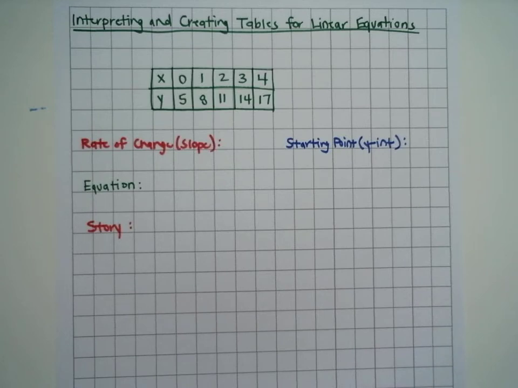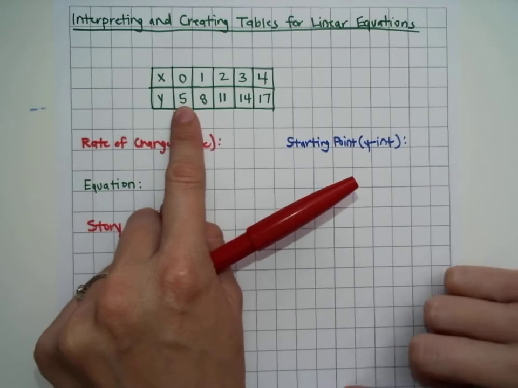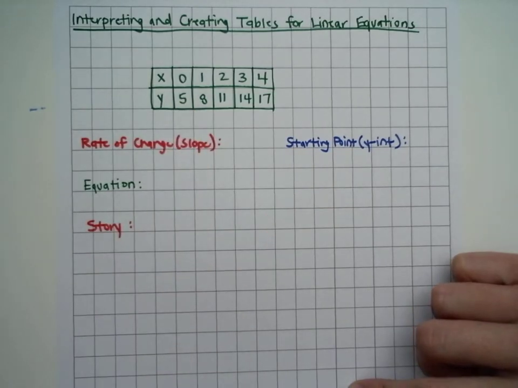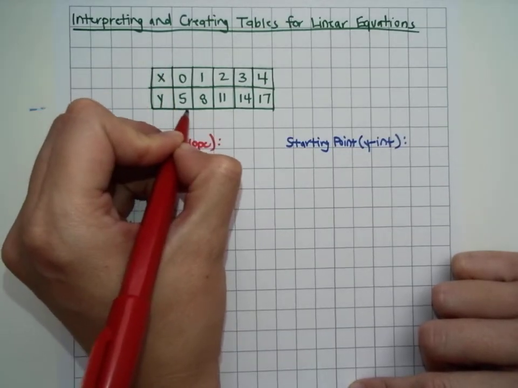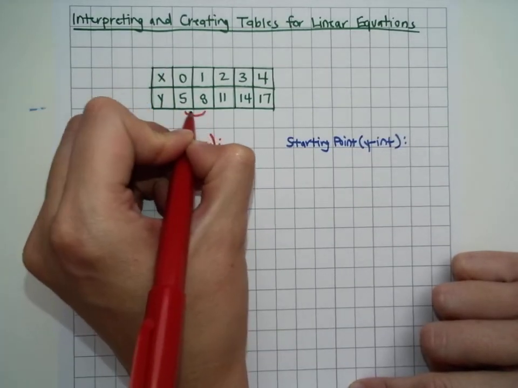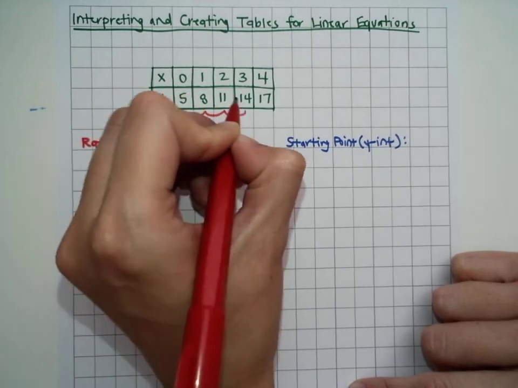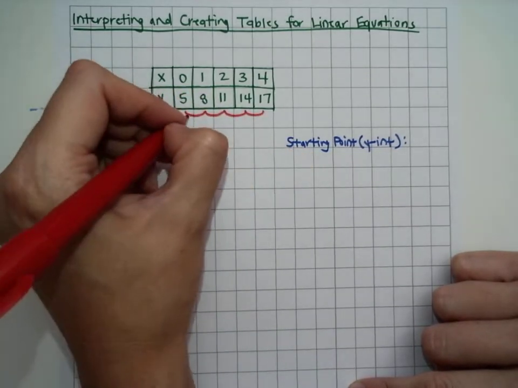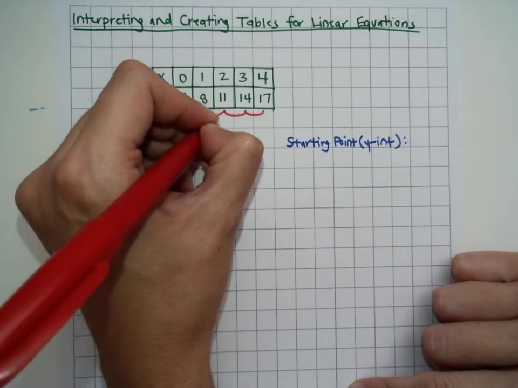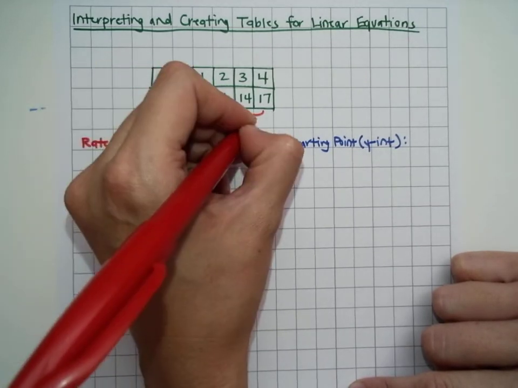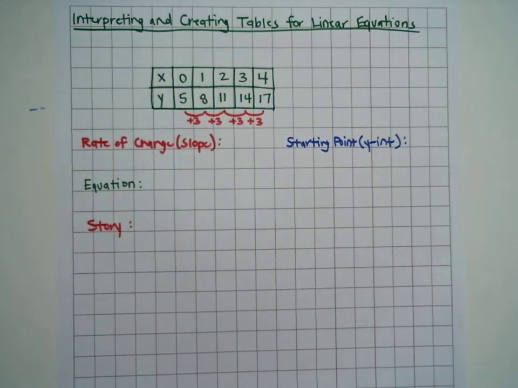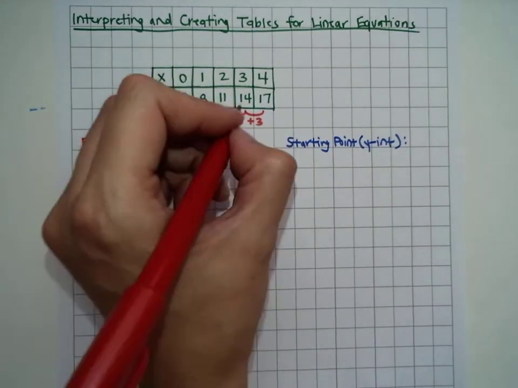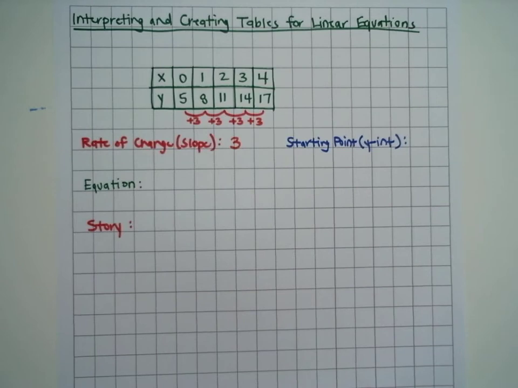So to find the rate of change or the slope, we've already done this for a table last unit. So remember, you have to do the change in y over the change in x. So our y values, what are we doing? How much is y increasing or decreasing by each time? 5 plus 3 is 8, 8 plus 3 is 11, 11 plus 3 is 14, and 14 plus 3 is 17. So our rate of change, or our slope, is a positive 3.